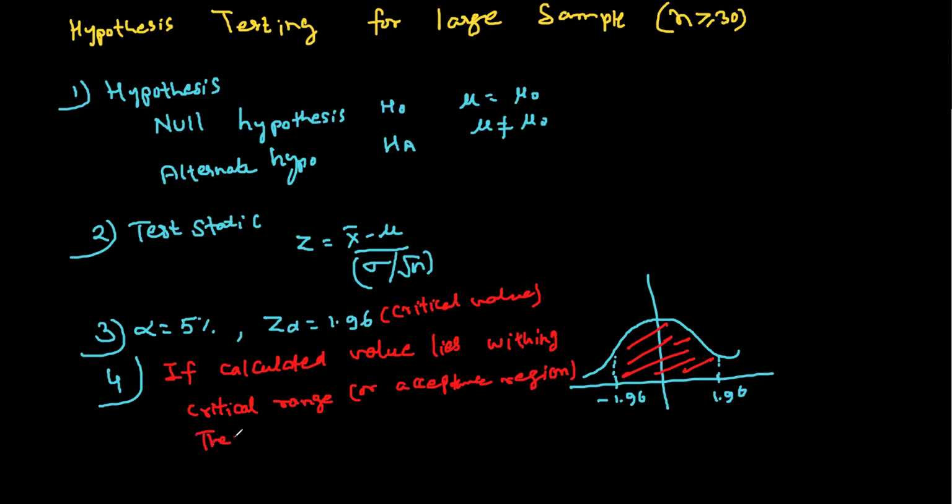Then the null hypothesis is accepted. Very important. If your value lies between the critical region or acceptance region, then you can say my null hypothesis is correct. It means that whatever I am guessing, it is true. So these are four steps. With the help of these four steps, we will test hypothesis for large sample test. You can note this.